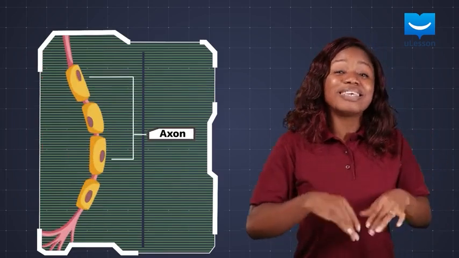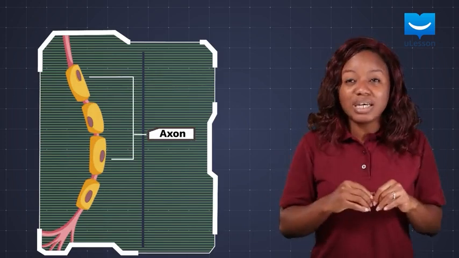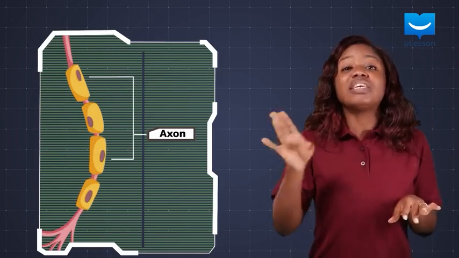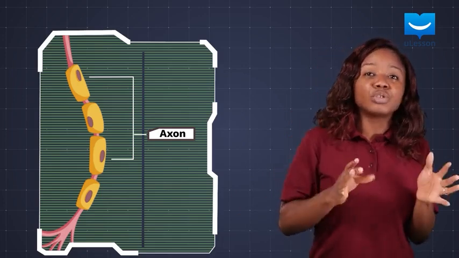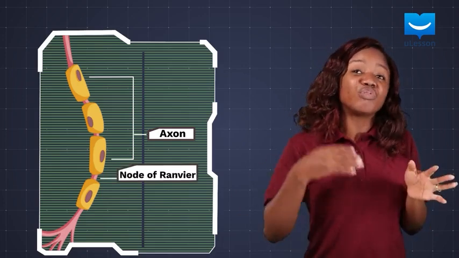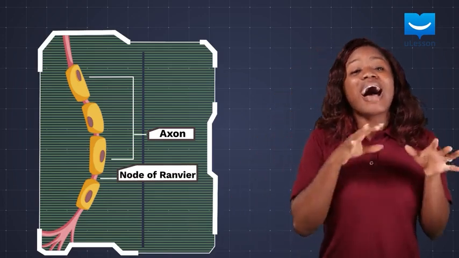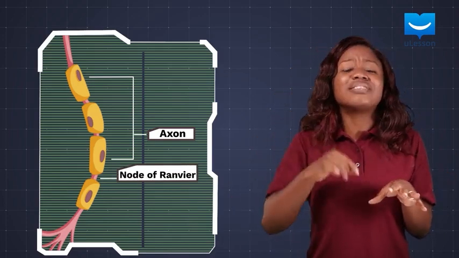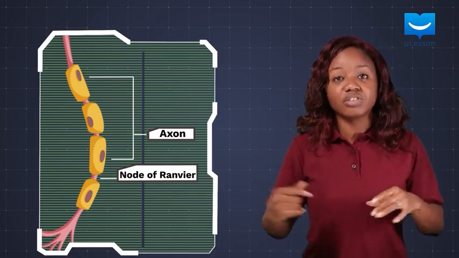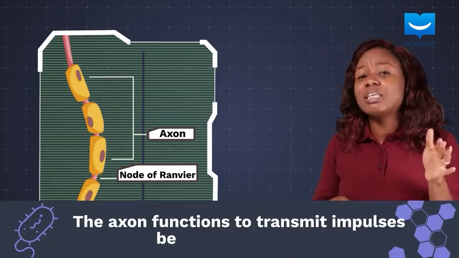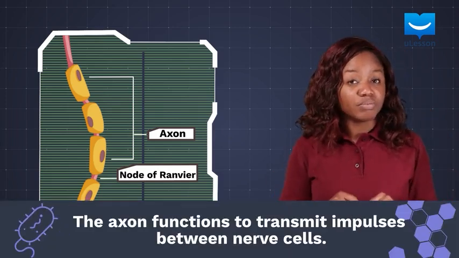The axon is a long, slender fiber that is enclosed inside myelin sheaths. Between these myelin sheaths are gaps or nodes called nodes of Ranvier. At the end of the axon, there are axon terminals that connect the neuron to another nerve cell. The axon functions to transmit impulses between nerve cells.